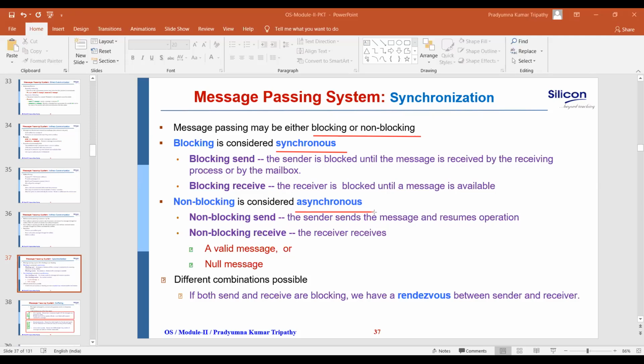Similarly for non-blocking send and non-blocking receive. Non-blocking send means the sender sends the message and resumes operation. So the sender will not wait. The sender will go on sending messages. So there is no blocking. The sender will assume that the message is being delivered.